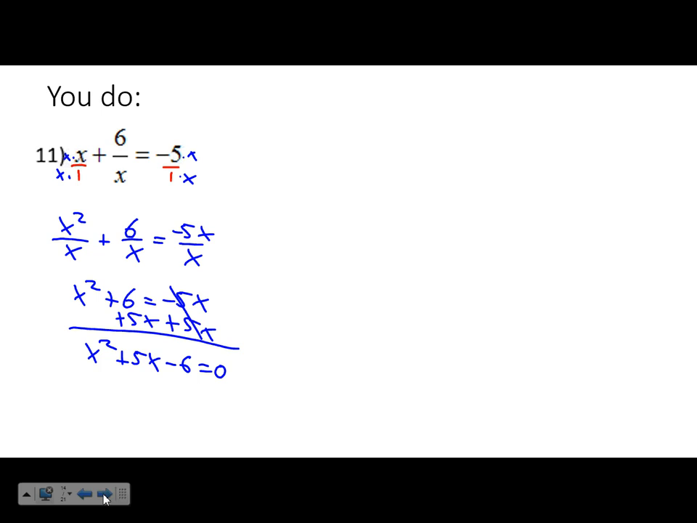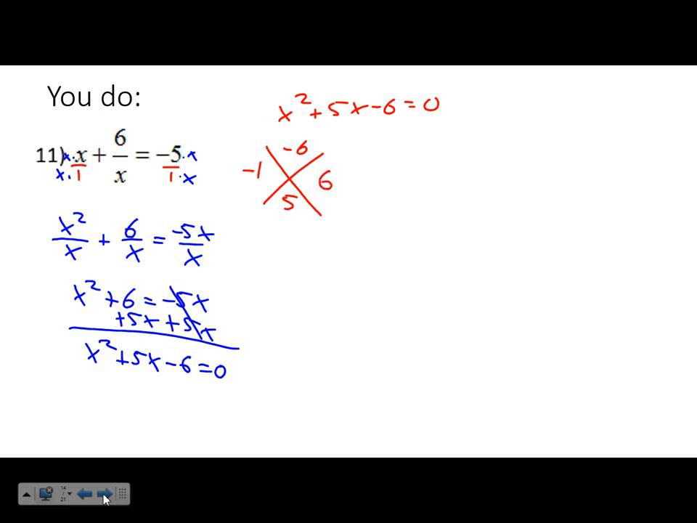And just like we did before, that means we have a quadratic. You guys should be pretty much experts at solving and factoring now. So I have factors that multiply to be negative 6 and add up to be 5. That is probably 1 and 6, and the 1 is negative.